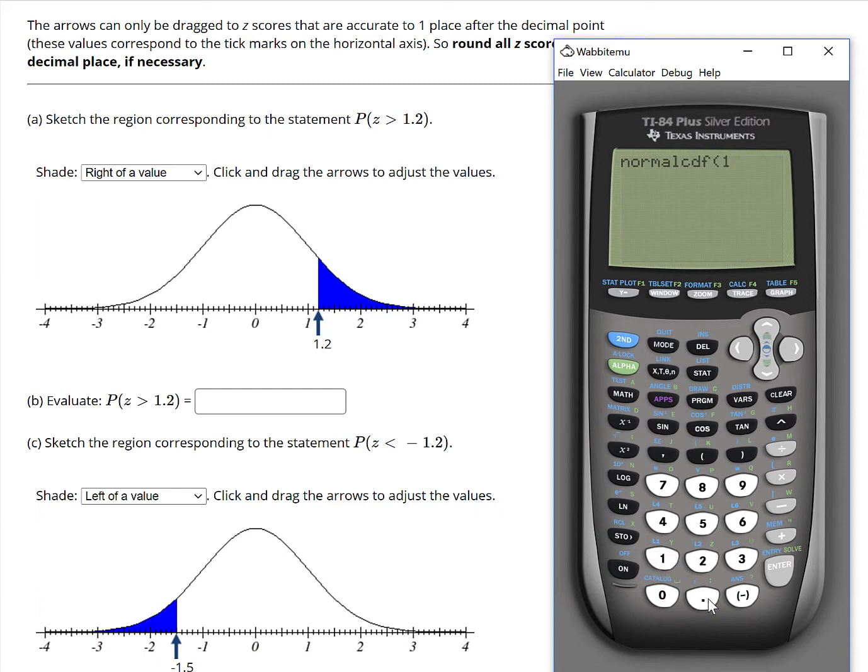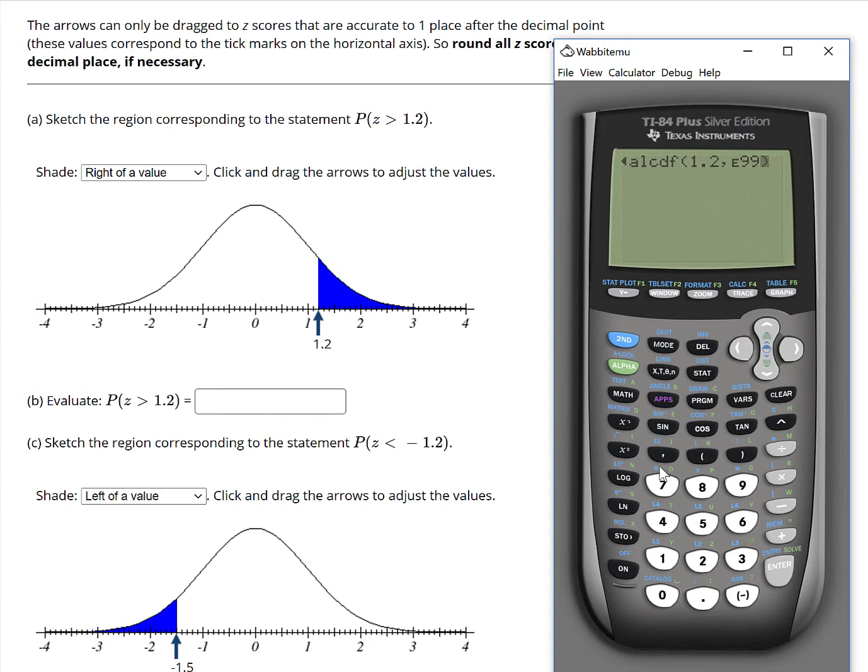The lower bound of the shaded region is 1.2, and then it goes off to infinity. You can put a lot of different things for infinity. As long as it's something larger than 10 standard deviations from the mean, it doesn't make a whole lot of difference. An easy thing to do, however, is put E99. That just means 1 times 10 to the 99th power, which is really large. And to get the E, you hit second and the comma.